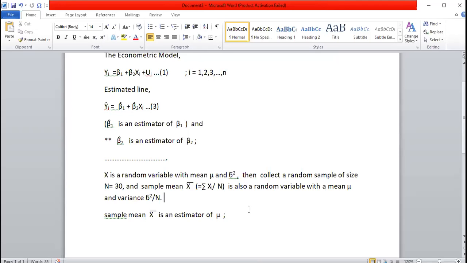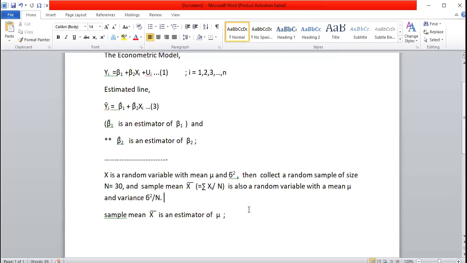What is sigma square? Variance. What kind of variance? Population variance. You have to be clear, it's a population variance, it's not known. What can you do then? You can use sampling variance as an estimator of population variance.